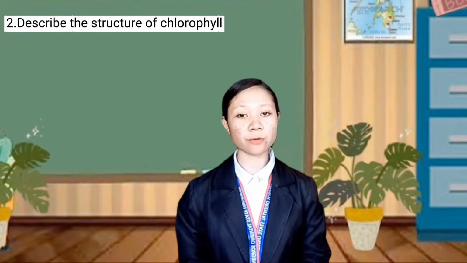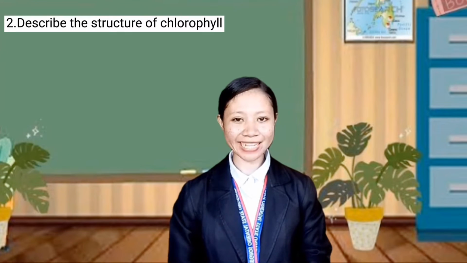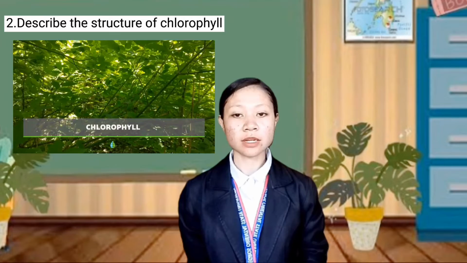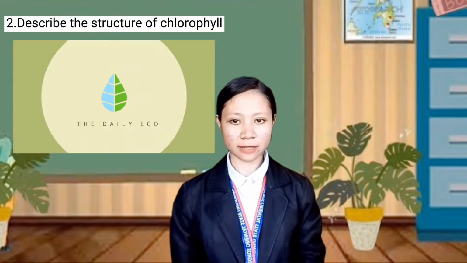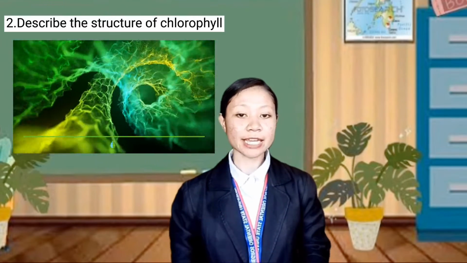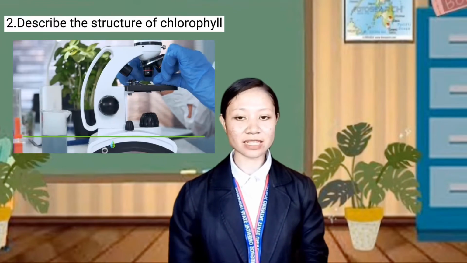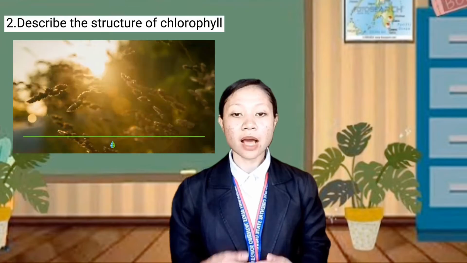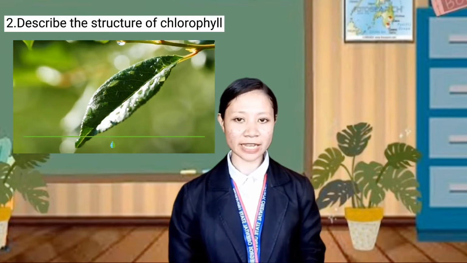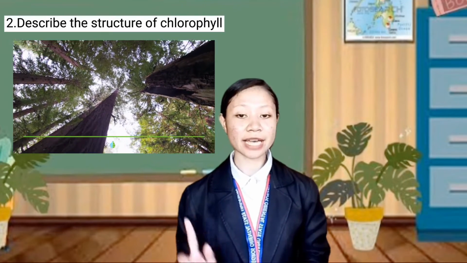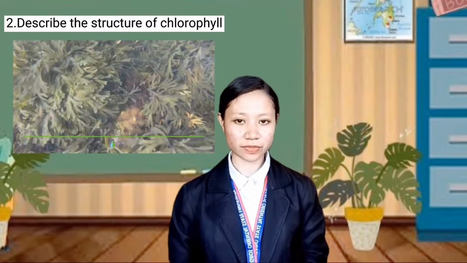The second question: describe the structure of chlorophyll. All chlorophylls have a lipid-soluble hydrocarbon tail and a hydrophilic head with a magnesium ion at its center. Different chlorophylls have different side groups on the head. The tail and head are linked by an ester bond.